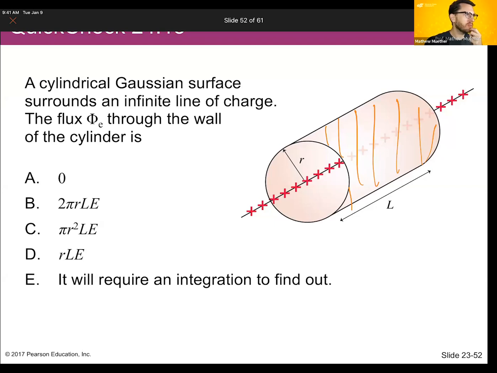I'm going to give you 5 more seconds. Okay, so we had a split decision between B and C here, with a few selections on A and D. So let's think about it.